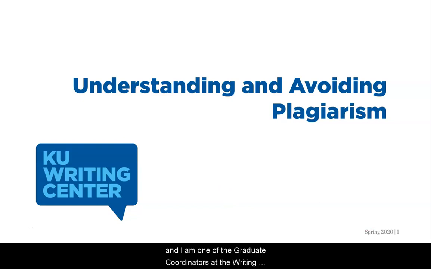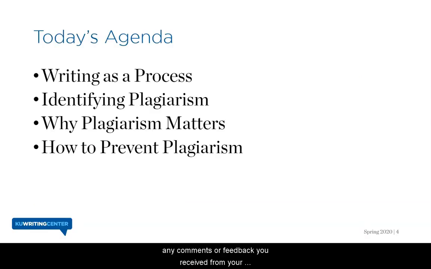Today, I'm going to talk to you about how you can identify and avoid a common problem in composing: plagiarism. Today, we're going to cover several topics, all of which will help you better understand plagiarism and avoid it in your writing. First, we'll briefly discuss writing as a process, since it is helpful to understand why you were doing something as you were doing it. Then, we'll talk about the different forms of plagiarism and how you can identify it, and why it's important to not plagiarize. Finally, we'll cover strategies for preventing plagiarism in your writing.